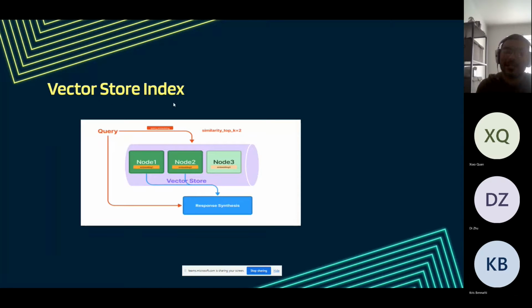You can also have a vector store index. From my experience, I think this is the most effective version. You generate embeddings for your data sources, and then you do a similarity match with the query. The most similar nodes, that data will now be the context for your model.